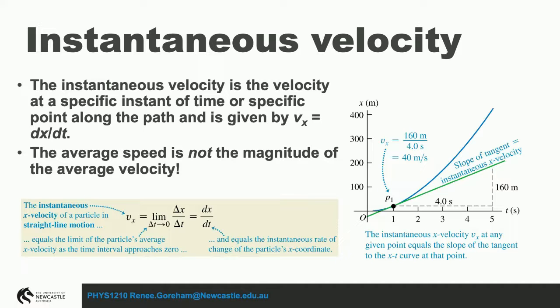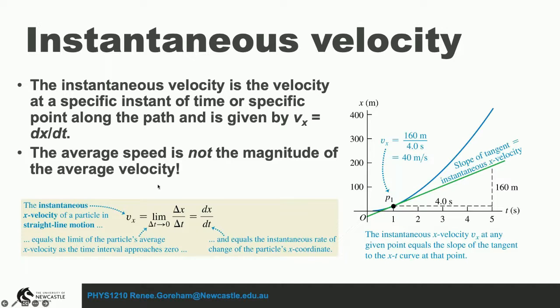So the instantaneous velocity is at a specific instant of time. So we just try and decrease this to as close to 0 as possible. And what that looks like graphically is that we take the tangent of the slope, or the slope of the tangent. So this is what equals the instantaneous velocity. And that's why it's good to look at the graph as well as the equation. So some people will like either.